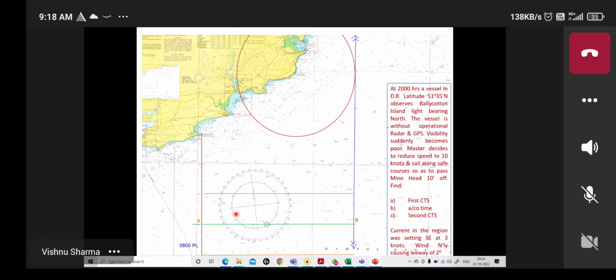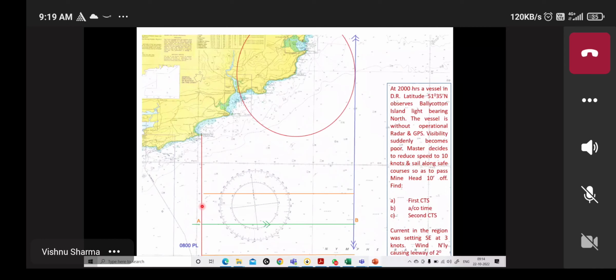Okay. So if the vessel, there is a big if, the vessel was at A and she makes good this course, then she will be making good the minimum distance and she will reach this PL. Well, I'm not interested in point B. She reaches this PL, yes or no? Yes, sir.